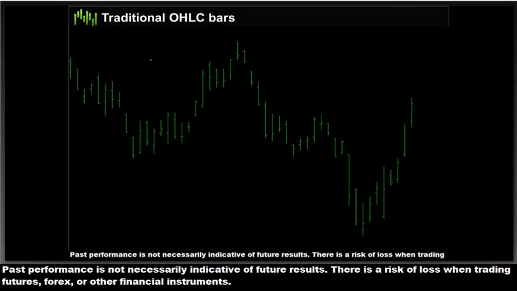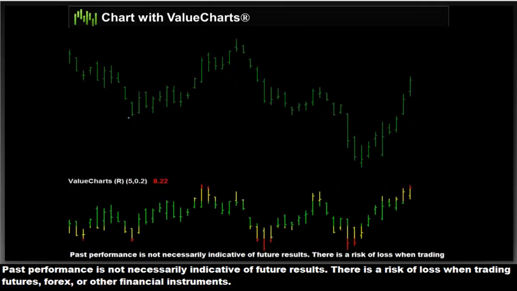Again, what you see here is the traditional open, high, low, close bar chart. Standard charts that have been used for well over 100 years, and they're a good representation of price over time. Each bar represents price movement within a specific time period or for a specific number of transactions when we're talking about tick charts. What we see here, again, is the traditional open, high, low, close bar chart combined with our value charts indicator.